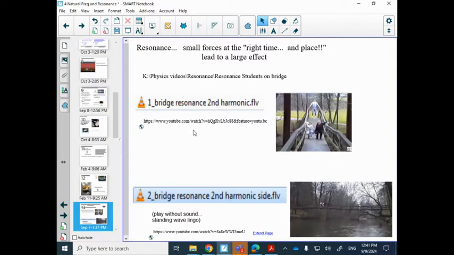And bridge resonance. Let's go, resonance students on a bridge.